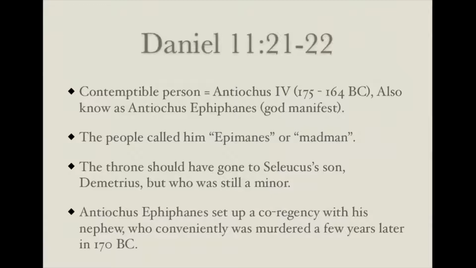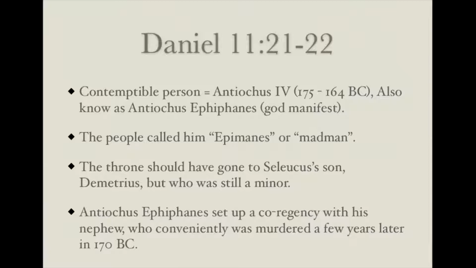Okay, so that contemptible person was Antiochus IV, also known as Antiochus Epiphanes. Epiphanes meaning God manifest. The people didn't really like him much and actually called him Epimanes, which is madman. Okay, so like it says here, his throne wasn't supposed to go to him.